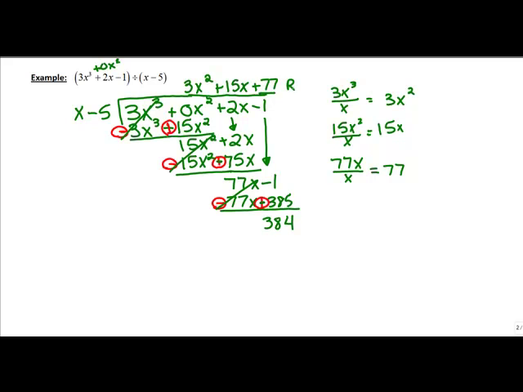So that is our remainder here. And again, that means that x minus 5 is not a factor, but at least when we divided, we were able to get another polynomial expression, again including the remainder.